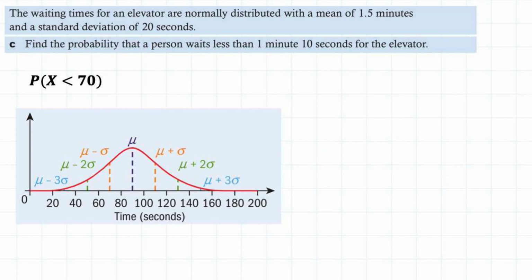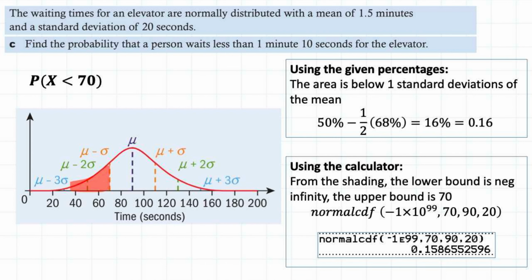Then it says find the probability a person waits less than 1 minute and 10 seconds. So that would be the probability of less than 70. Same idea. I'll try to use the exact percentages. So I know that the area within 1 standard deviation is 68. So I'm going to take half of that. And then 50 minus that will give me the less than, which is 0.16.